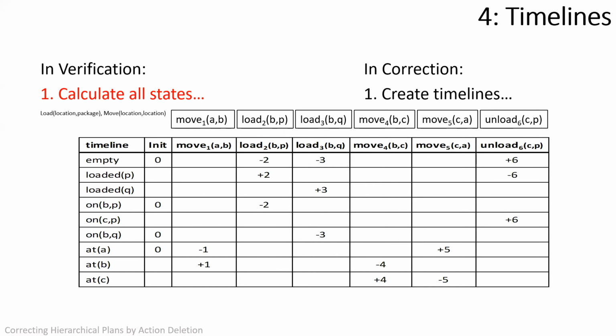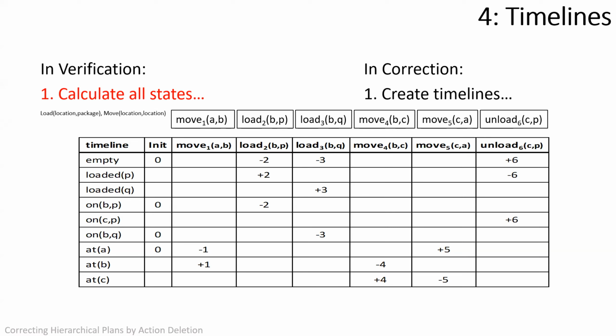Instead, we create timelines. So what is a timeline? We take atoms, or essentially conditions that are part of the initial state, or actually not just of the initial state, any condition that can exist in the planning process or in the domain. And we mark which actions support this condition or this atom and which action threatens it.